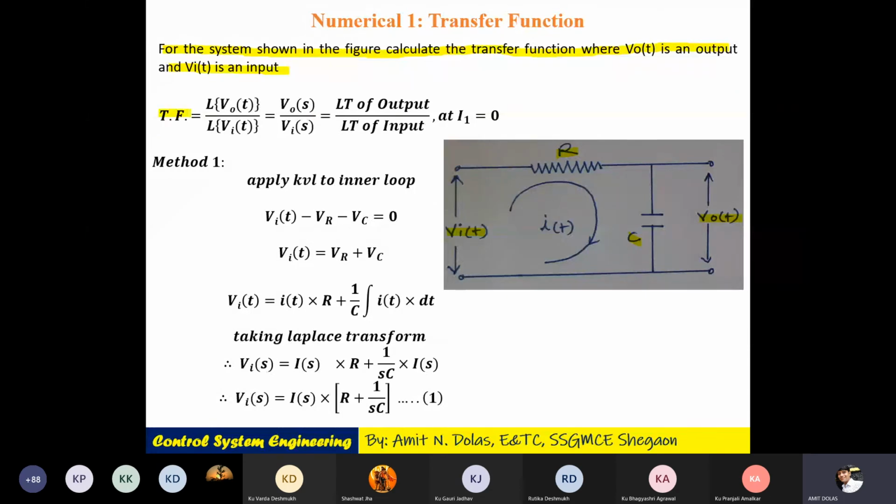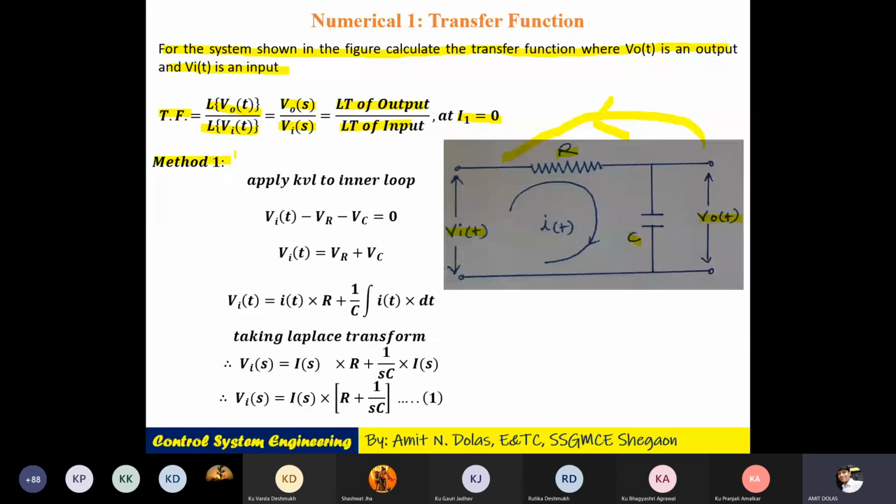So what is the transfer function by definition? You know, it is the Laplace transform of the output in the time domain over the Laplace transform of the input in the time domain. So it will be in the frequency domain: V of S upon Vi of S, the output to input ratio in the Laplace domain. This is considering the initial condition equal to 0. So method 1, there are two methods to solve.